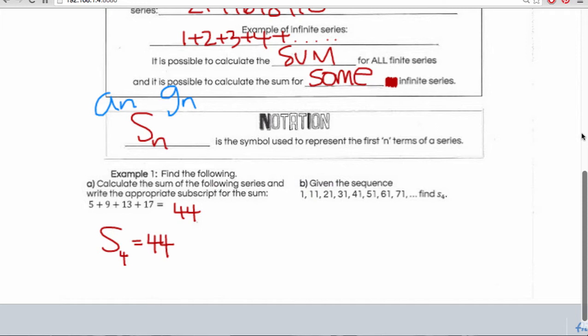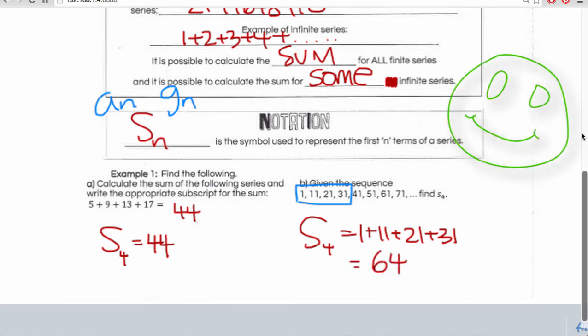For part B, we're actually given a sequence of 1, 11, 21, 31, 41, 51, 61, 71, and we're asked to find s sub 4, or the sum of the first 4 terms in that sequence. And the first 4 terms are going to be 1, 11, 21, and 31. So the sum of those numbers is 64. And that's it.